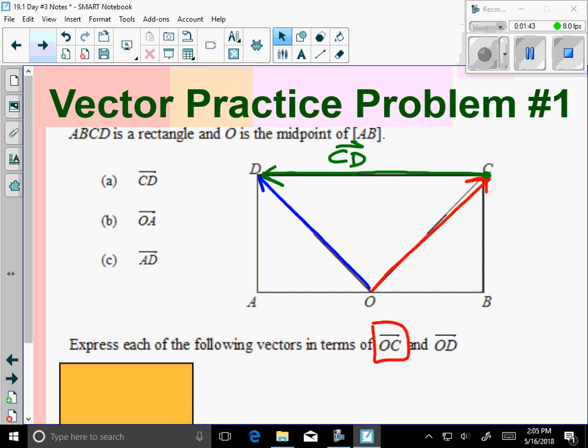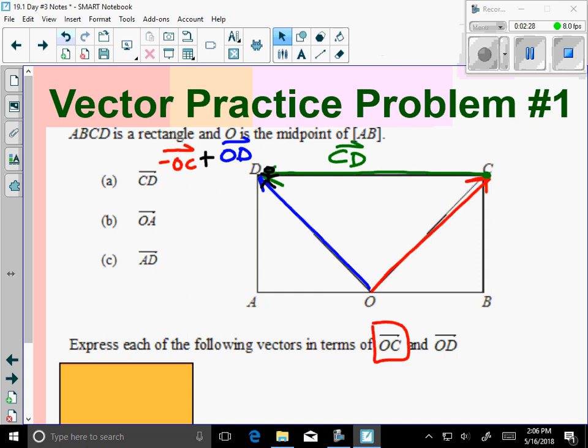Well, I take my little person here, probably someone cool like Walter Payton or Mike Ditka. Definitely not Fran Tarkenton. I'd take my person there, and I'd travel them along the known vectors that I'm supposed to represent. So I'd go this way. Is this OC? No. Yeah, that's negative OC. Is this OD? Yeah, that's OD. So that would be a representation of CD in terms of OC and OD.